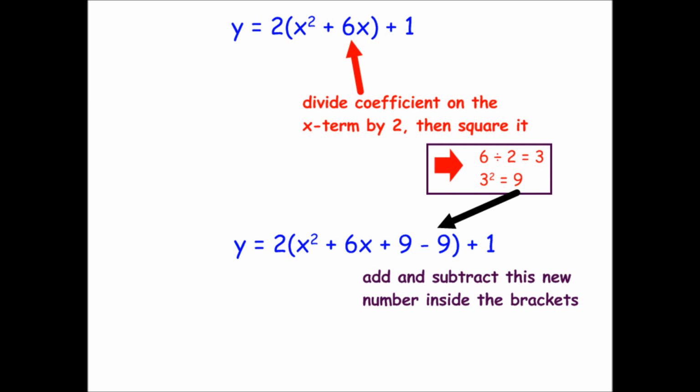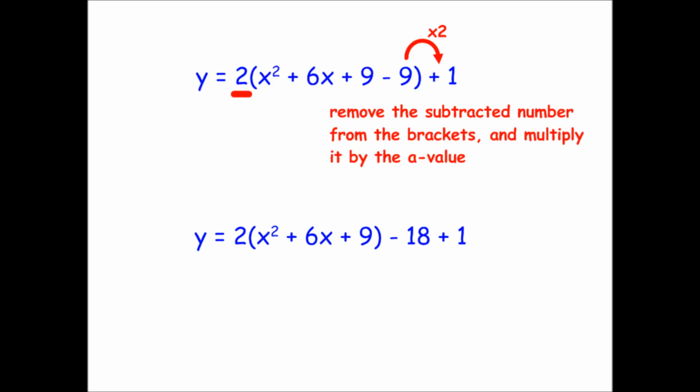So we're going to take that new number and add it and subtract it next to the 6x inside the bracket. The reason we add it and subtract it is that way it adds up to 0, because plus 9 minus 9 equals 0. So we haven't changed the value of the equation, we've just given ourselves some new numbers to work with. We're going to leave the x squared plus 6x plus 9 inside the bracket because we're going to use that in a minute, but the minus 9 we really didn't need except to balance out our equation.